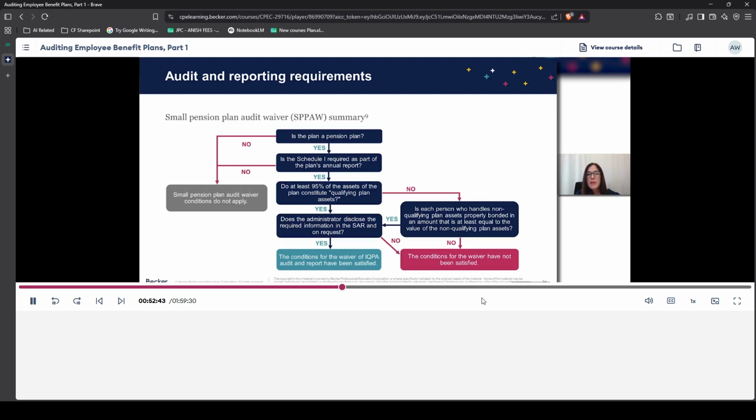Now, what happens if the plan does not have 95% qualifying plan assets? Well, the first thing they would have to do is make sure that they have an appropriate bond that covers those non-qualifying assets. As long as they have the bond covering the non-qualifying assets, they would still meet the requirements and be considered exempt from the audit under the small pension plan audit waiver.